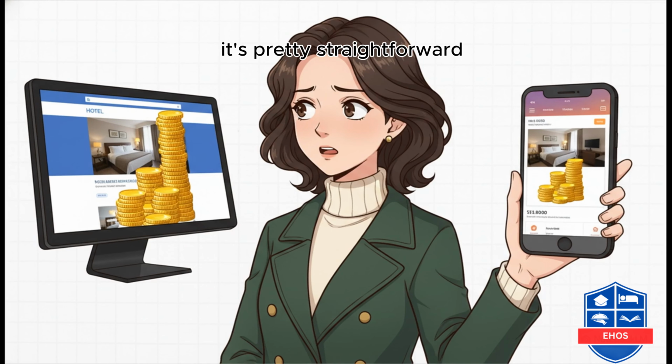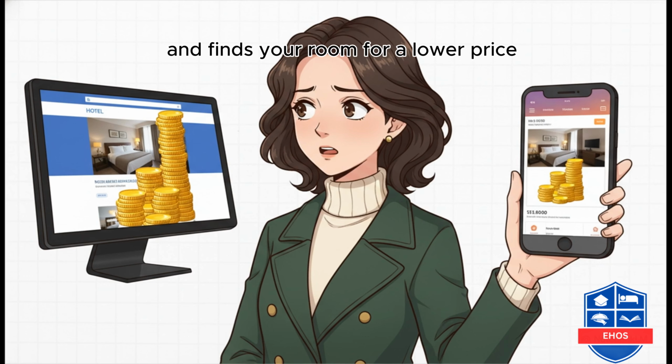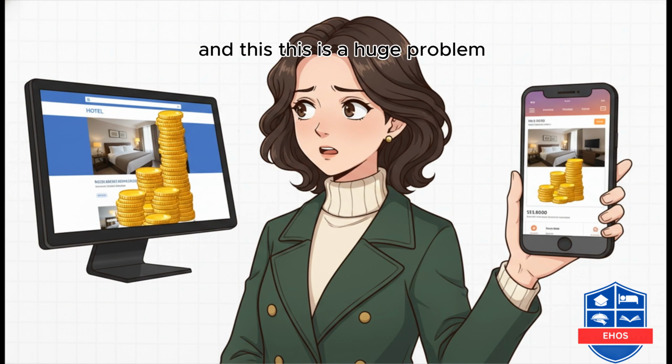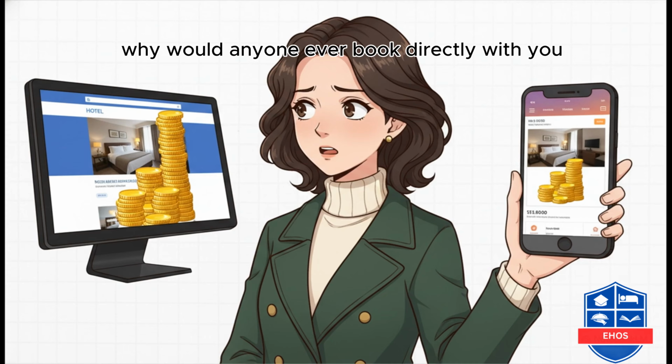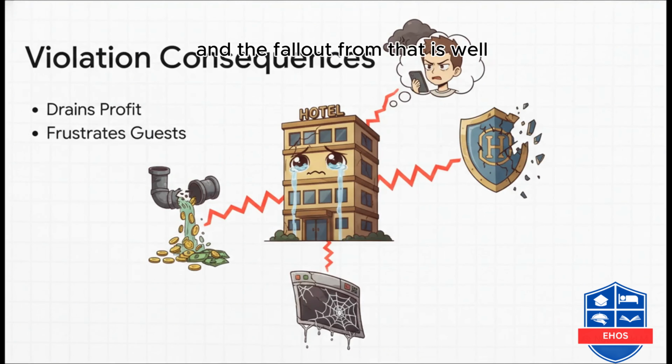It's pretty straightforward. It's when a potential guest is shopping around and finds your room for a lower price on a third-party site, like an OTA, than they do on your own hotel website. And this is a huge problem. It just completely undermines your most valuable channel, your direct bookings. I mean, think about it, right? Why would anyone ever book directly with you if they know they can get a better deal just by clicking somewhere else? And the fallout from that is, well, it's pretty severe.